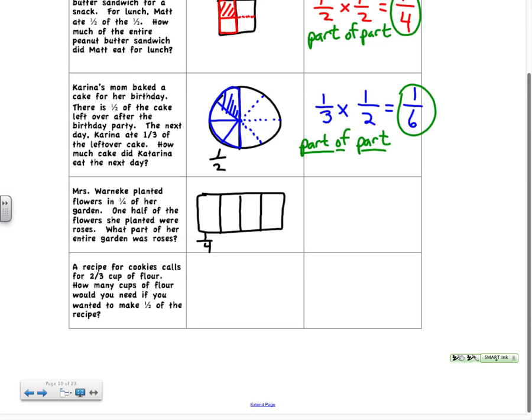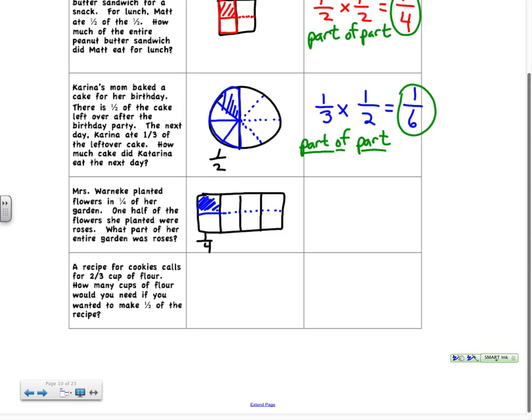Okay, 1/2 of the flowers I planted were roses. So half of that 1/4 section. So half of this section is actually the flowers. So this part would be the flowers. If I were to look at the whole thing, I could see this part here where there's flowers is 1 out of 8 pieces. So my answer is 1/8 of the garden's flowers were roses.